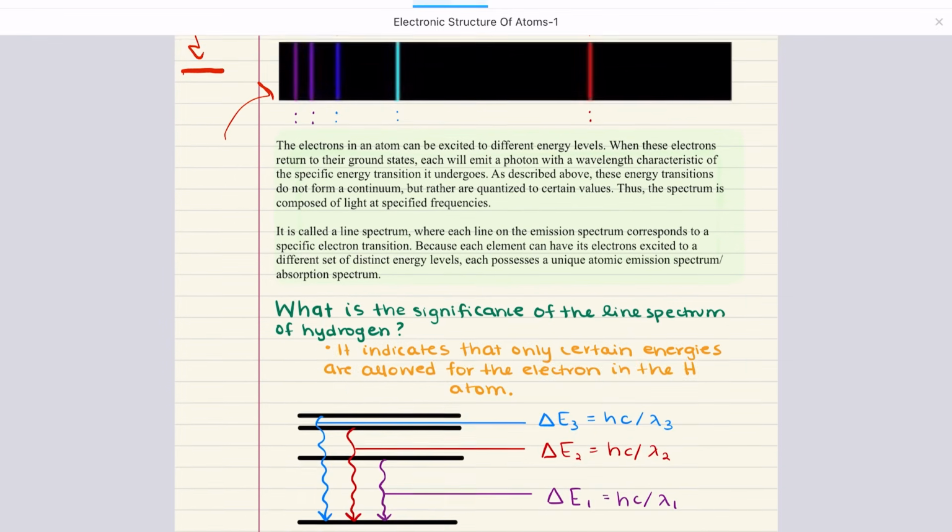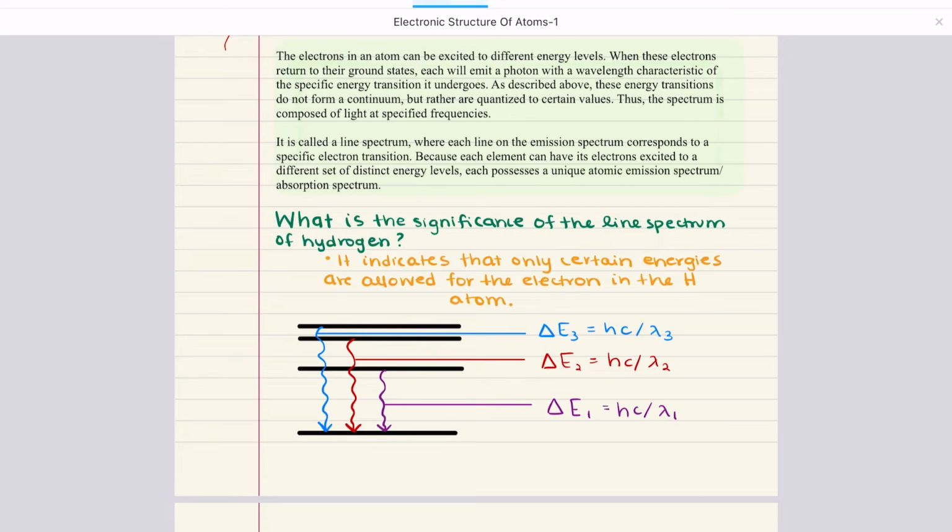Now, the follow-up question to that is, what is the significance of the line spectrum of hydrogen? Well, it clearly indicates that only certain energies are allowed for the electron in the hydrogen atom. So in other words, the energy of the electron in the hydrogen atom is quantized. Changes in energy between discrete energy levels in hydrogen will produce only certain wavelengths of emitted light. So for example, a given change in energy from a high level to a low level is going to give a wavelength of light that can be calculated by Planck's equation.